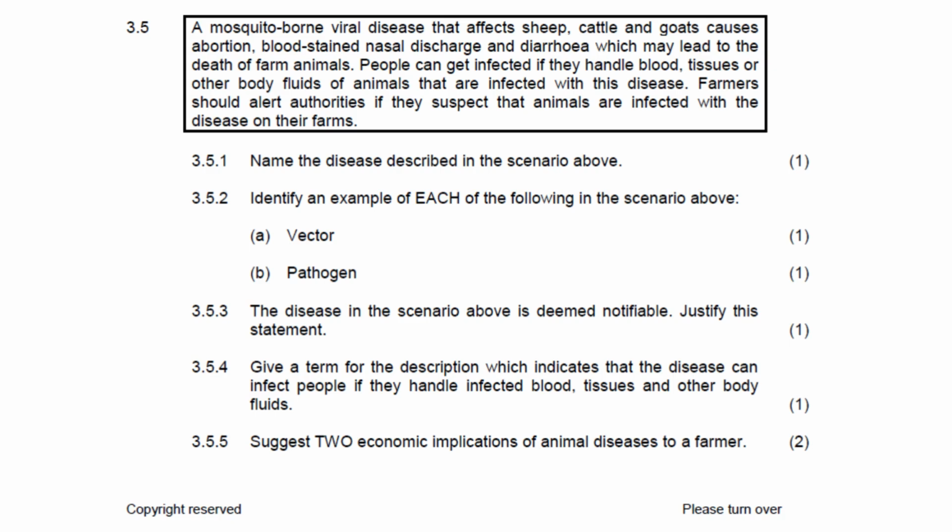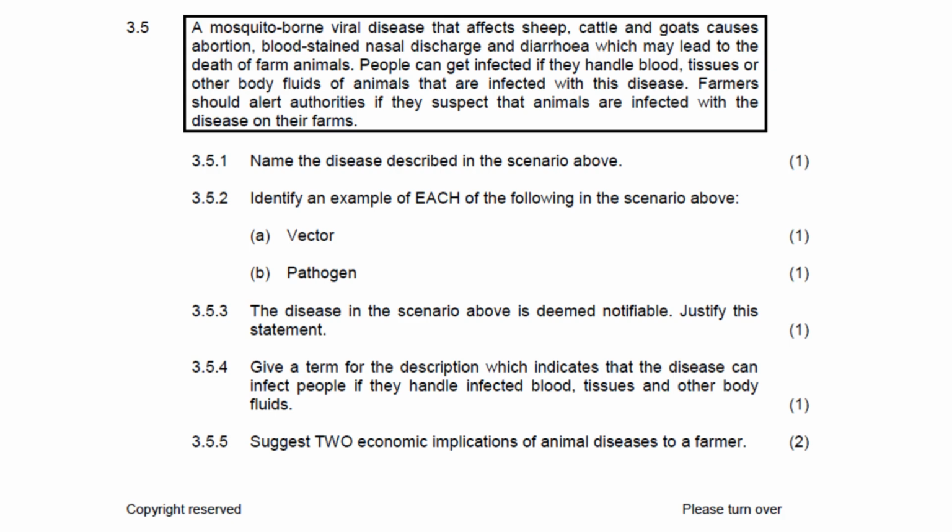The disease in the scenario above is deemed notifiable. Justify this statement. So now you just give a justification there. The justification could just be that the disease is considered highly transmittable and poses a significant risk to livestock health, leading to economic impacts. So you have been given it already.